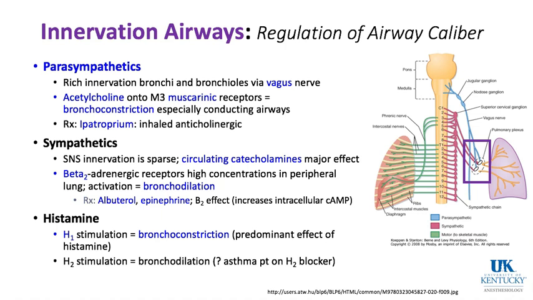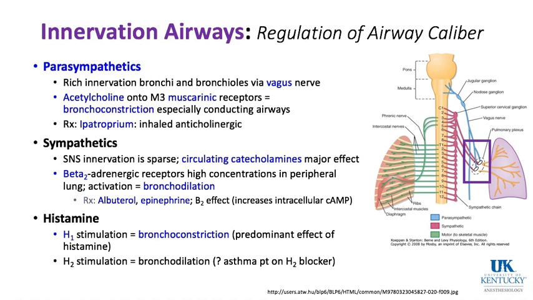Let's focus on the parasympathetics first. There's rich innervation of the bronchi and bronchioles via that vagus nerve represented in light blue. The vagus nerve releases acetylcholine onto muscarinic receptors, and when that occurs, bronchoconstriction results. Ipratropium is an inhaled anticholinergic, which is fairly effective at blocking bronchoconstriction.